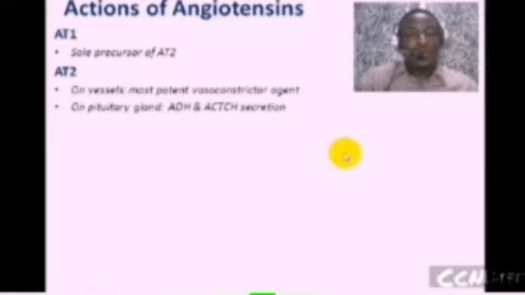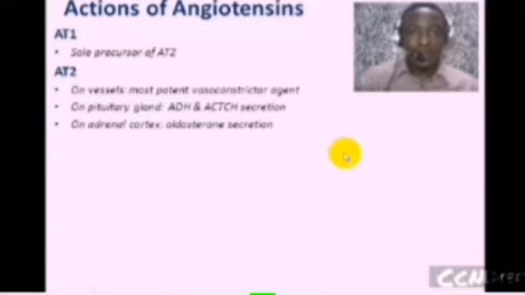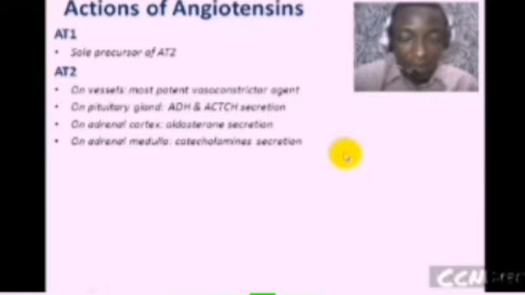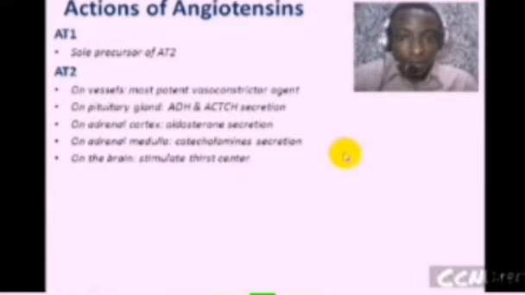2. On the pituitary gland, it leads to the secretion of vasopressin or ADH, that is antidiuretic hormone, and the adrenocorticotropic hormone from the anterior pituitary gland. 3. It acts on the adrenal cortex, leading to the secretion of aldosterone. 4. It acts on the adrenal medulla, which eventually leads to the secretion of catecholamines. 5. It acts on the brain, which stimulates the thirst centers. When the thirst centers are stimulated, it leads to an increase in fluid intake.